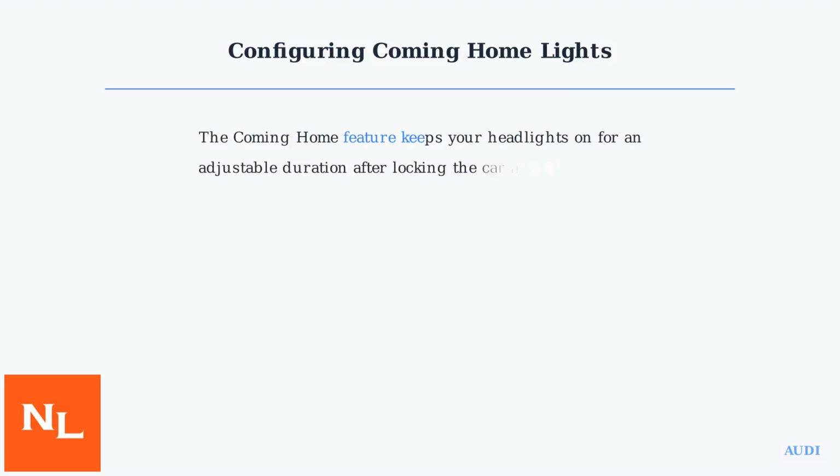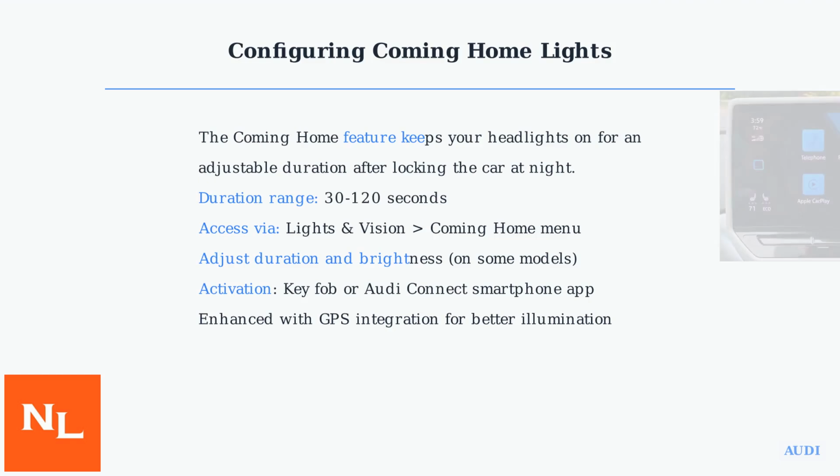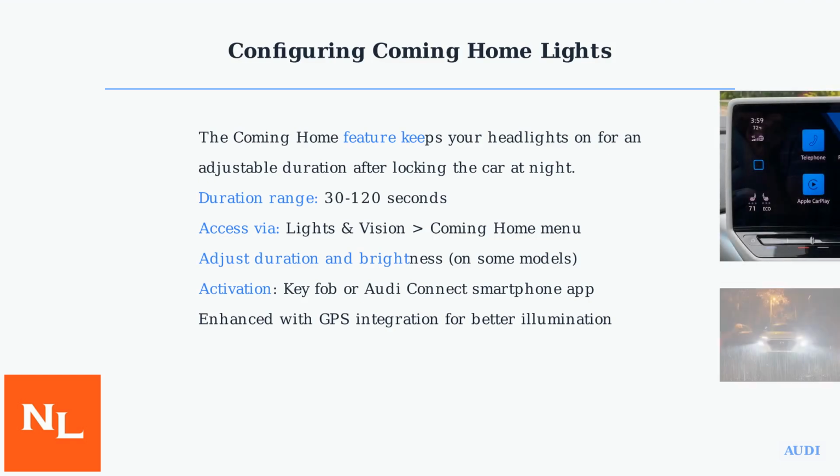The Coming Home feature illuminates your path after locking the Audi A6 C8 at night. Headlights stay on for 30 to 120 seconds, adjustable through the Lights and Vision menu. You can customize duration and brightness on compatible models. Activate via key fob or the Audi Connect app, with GPS integration enhancing path illumination in urban areas.